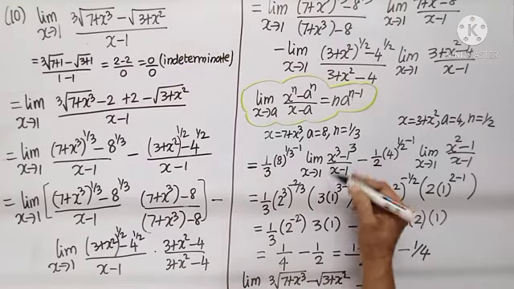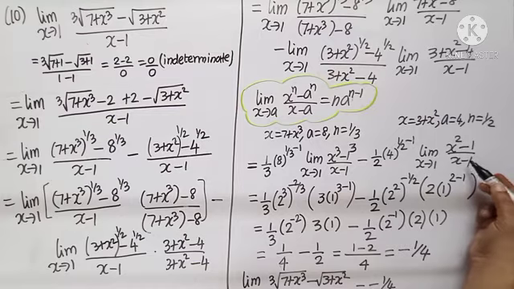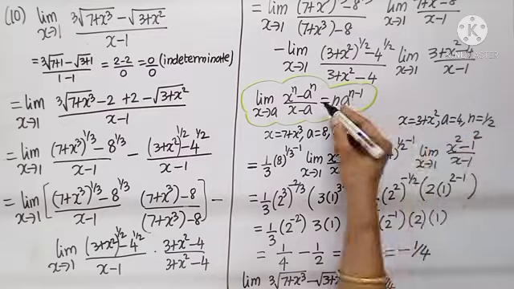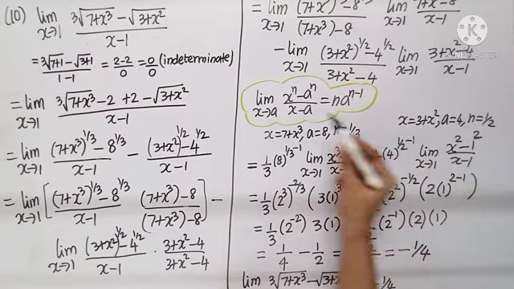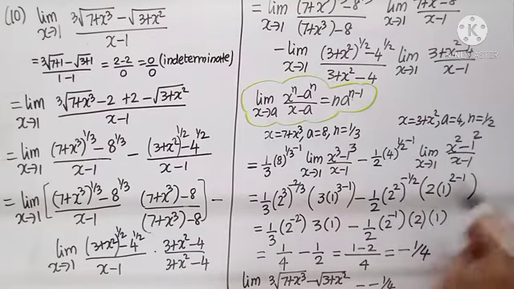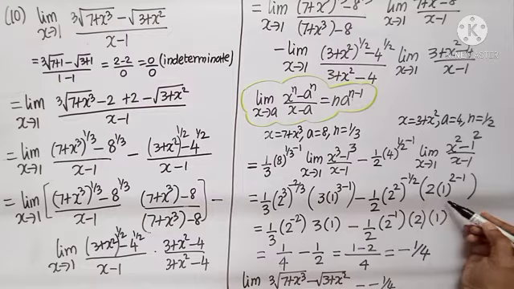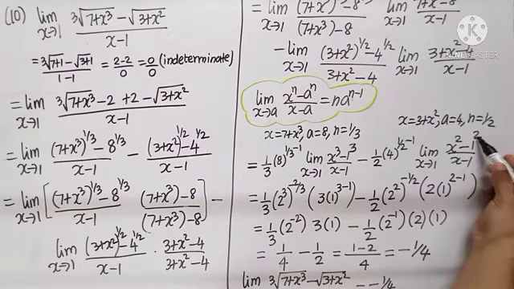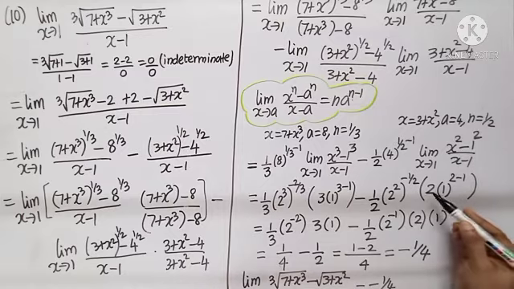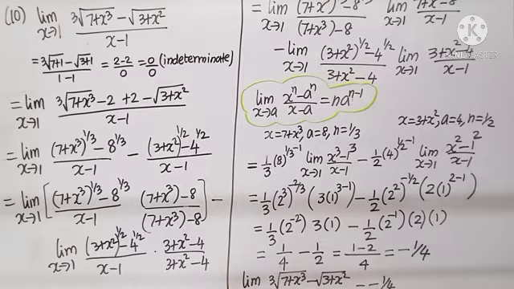The same idea I can apply for this term also. Here, 1 can be written as 1 square. So what is the formula? Wherever x is coming, I have x. Wherever a is coming, it is 1. Wherever n is coming, it is 2. If I apply n a power n minus 1, here n is 2, a is 1. So 2 into 1 power 2 minus 1.